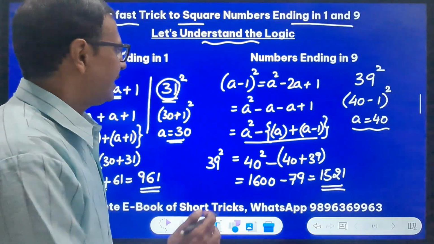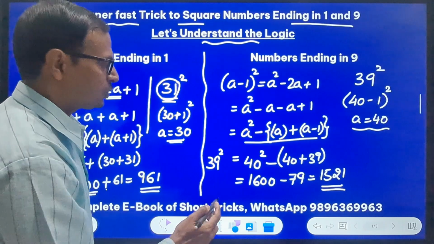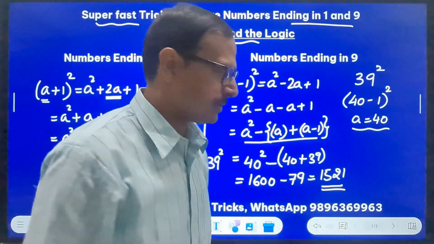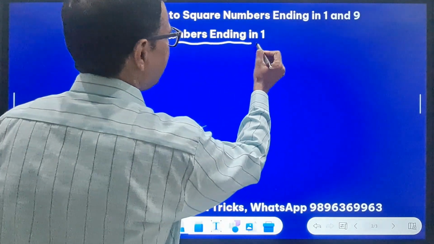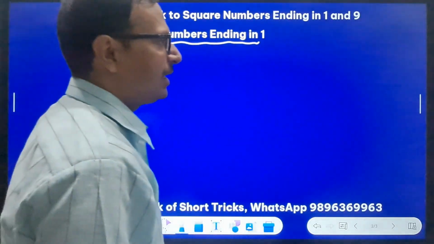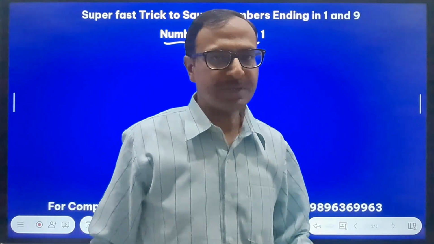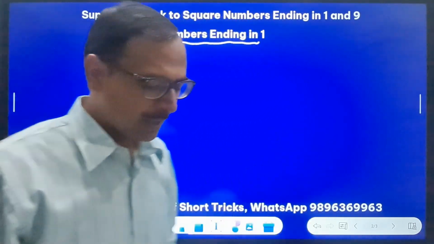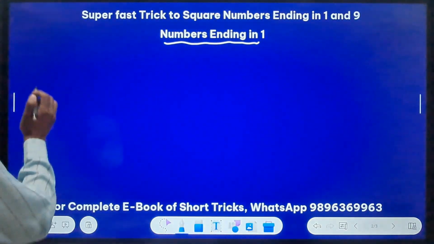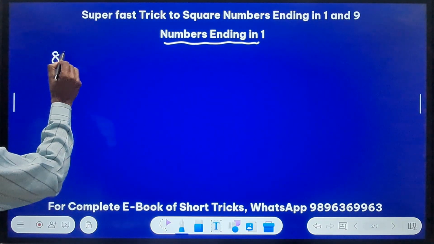Now let's see whether we can apply this trick to find the squares of big numbers. So first of all, I'll take some examples of numbers ending in 1, and now you will see, if you forget all these steps, you just know the last step, how quickly you can find the square of such numbers. The first example I am going to take up is the square of 81.